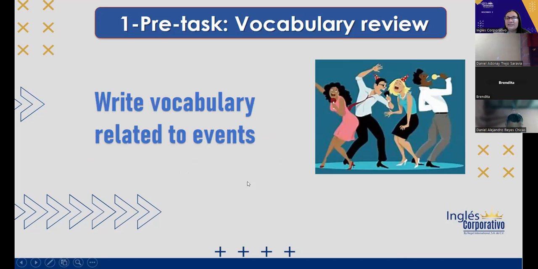Okay, what vocabulary do we need to describe events? Any words that you remember? Events. What other words? Invitations. Organization. ¿Qué otras palabras se le ocurren relacionadas a los eventos, o a la organización de los eventos? Send the invitation. Contact the people. Buy the supplies. Exactly. Buy the gift, buy the supplies. Contact the suppliers.